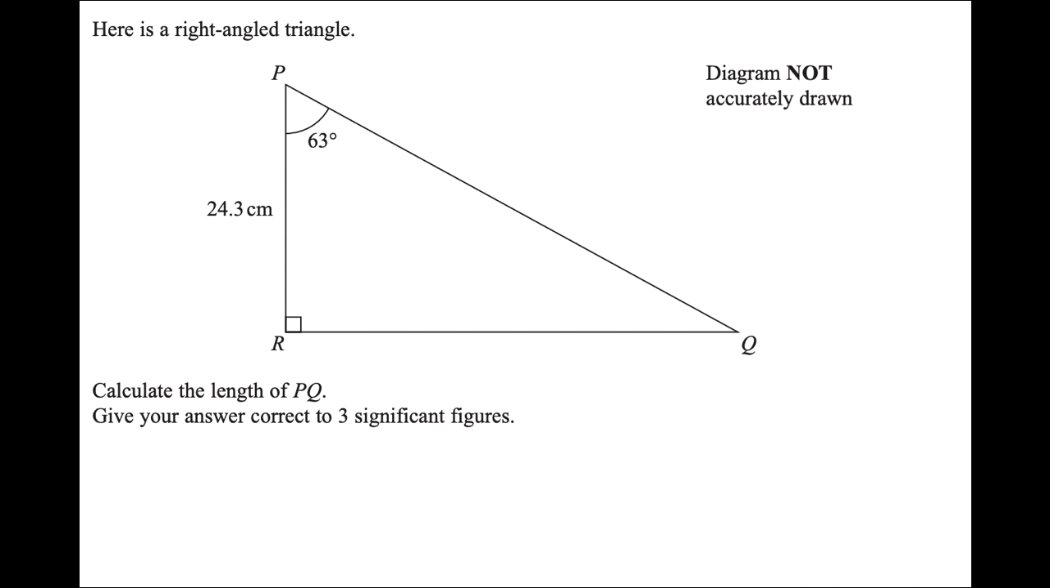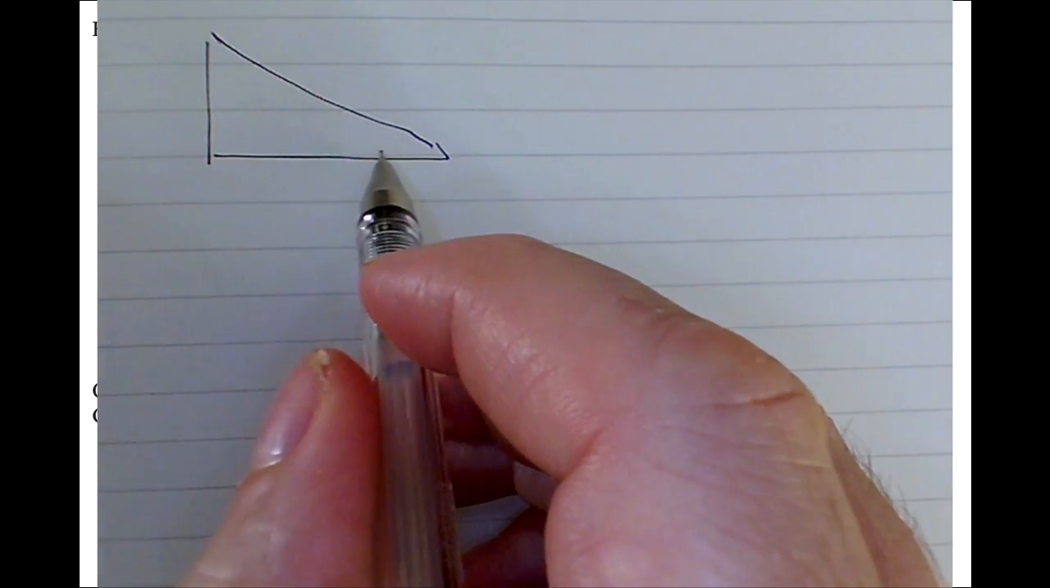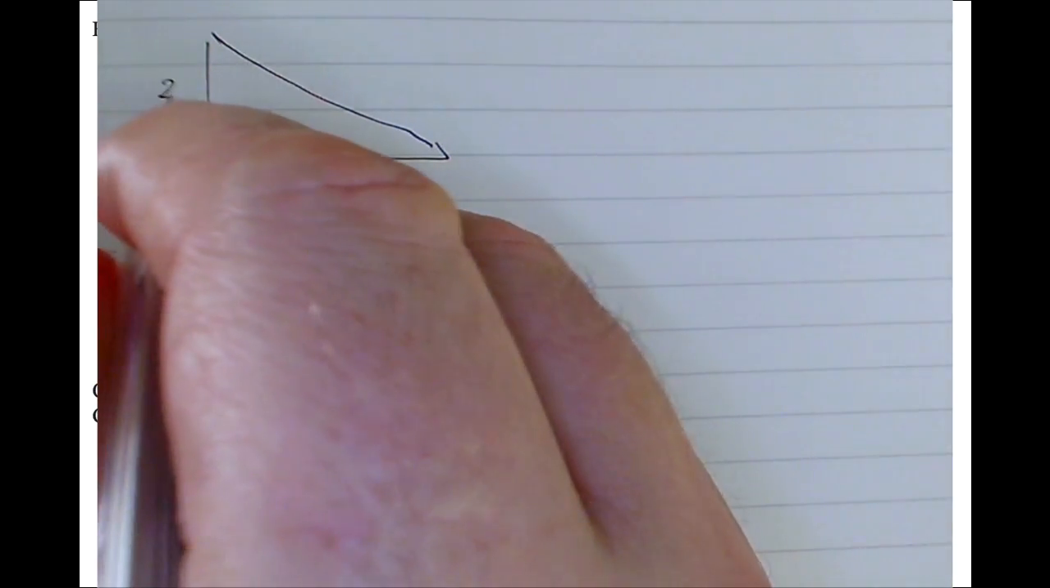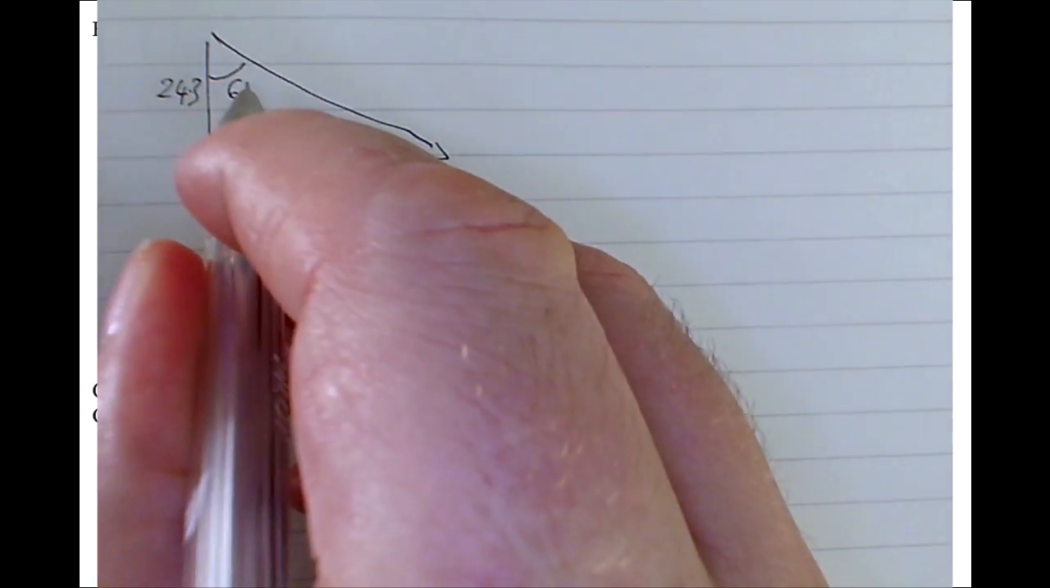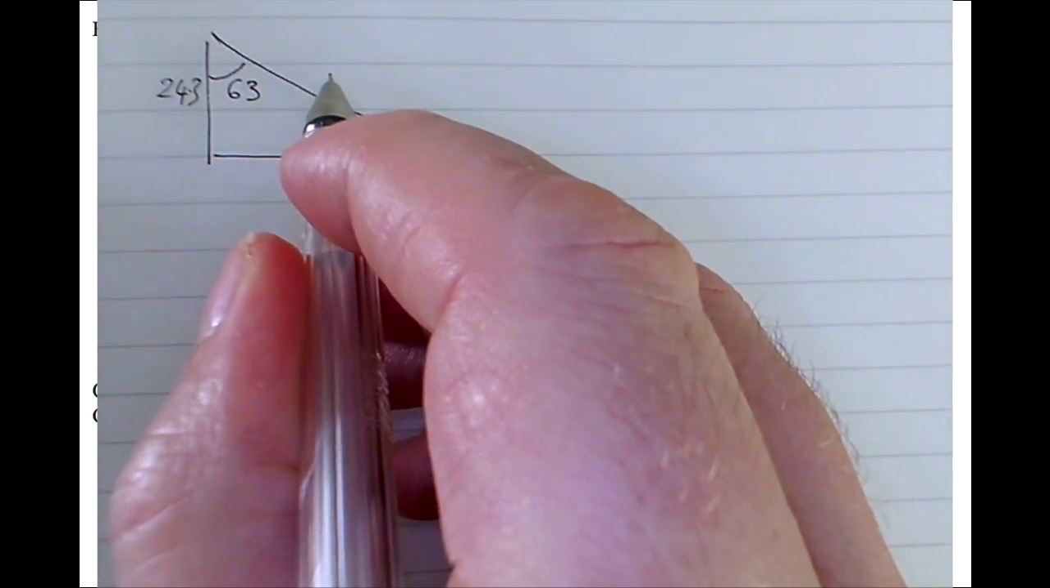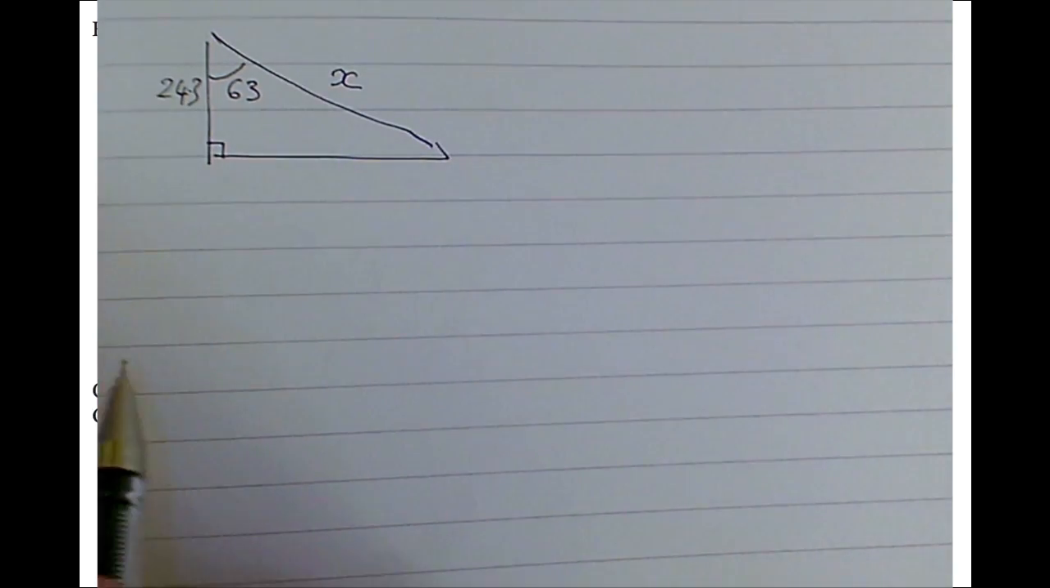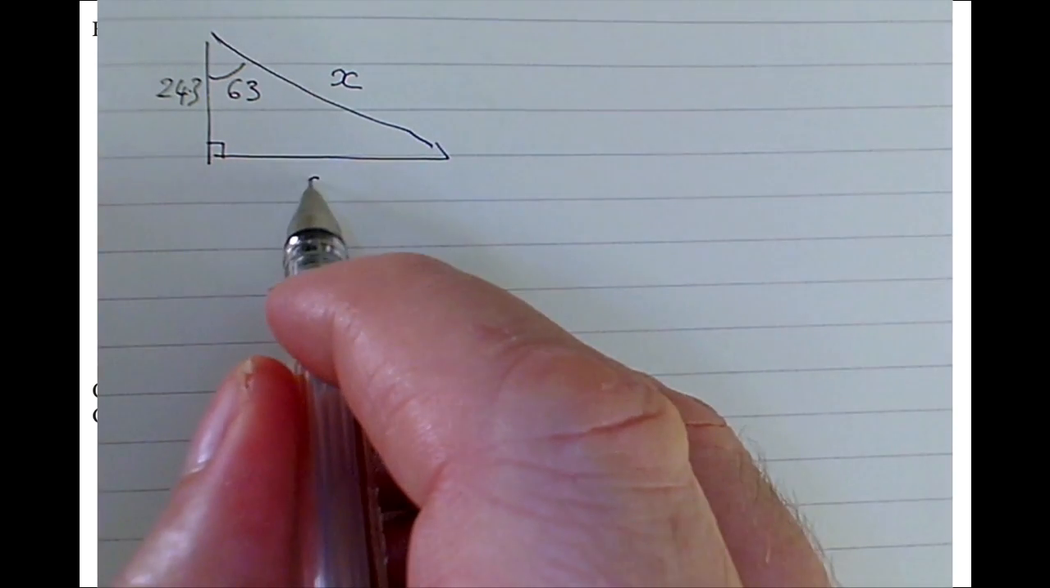So it looks like we've got a trigonometry question here. What I'm going to do is draw my triangle, put the measurements in, and make sure I label my diagram correctly. Nothing more important, otherwise we can't use SOH CAH TOA properly. Okay, so I've got 24.3, 63 degrees, and I'm trying to find this length x.